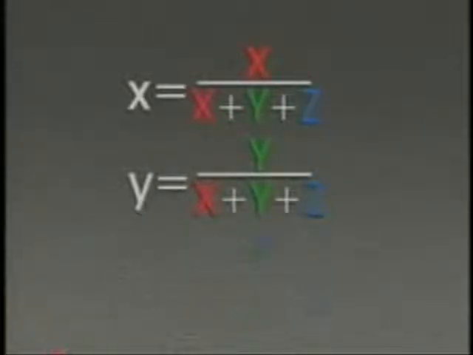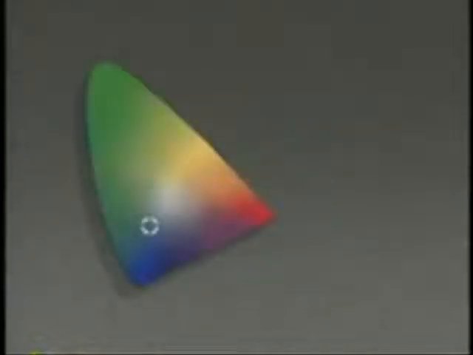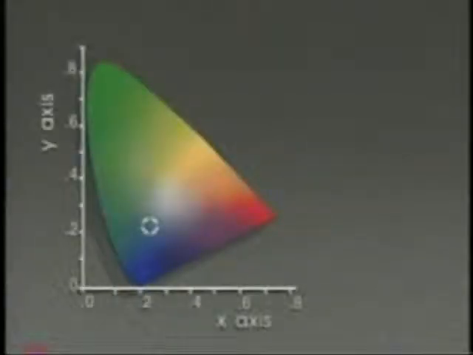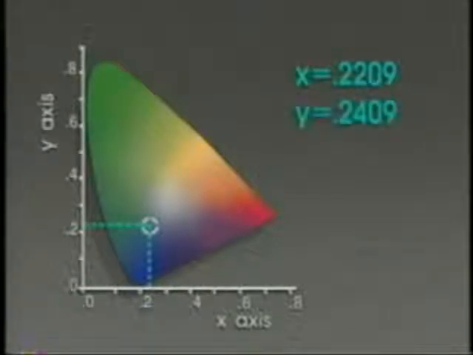Only two of these coordinates are needed to specify the hue and chroma aspects of a color, so the CIE, the International Commission on Color, recommended the use of small x and y. To use the x and y coordinates, we need to add x and y axes to the chromaticity diagram. The x coordinate for our sample is 0.2209, the y coordinate is 0.2409.